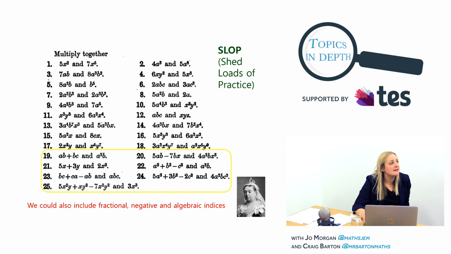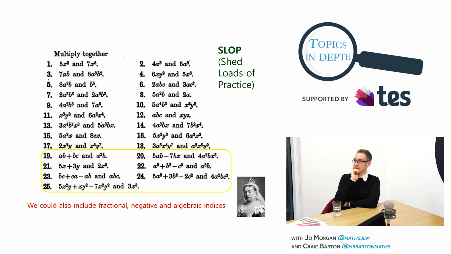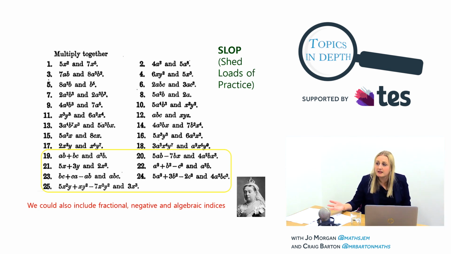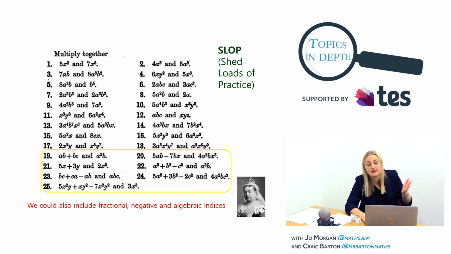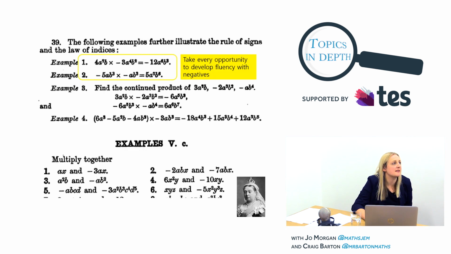And then we could put fractional, negative, and algebraic indices in at any point. For example, in question 1, we know they want to add the 2 and the 5 to get the 7 as the index. But we could have a 1.5 and a 3.5, and there's no reason not to. And in fact, no reason not to have a calculator on the desk, unless we're specifically wanting to practice arithmetic. We shouldn't let the adding slow us down here because it's algebra, so we're not cheating with the calculator. There's all sorts we can do there.